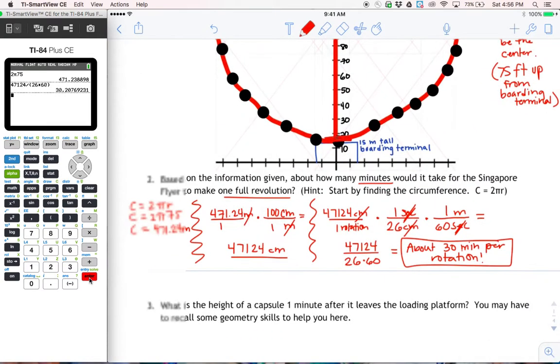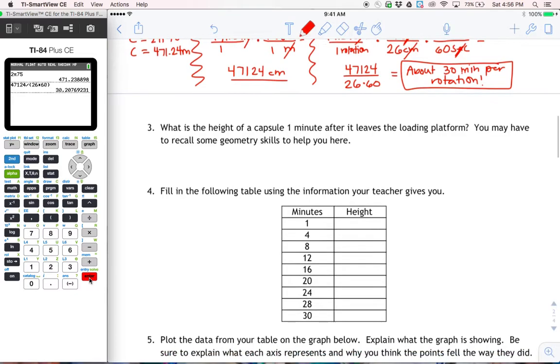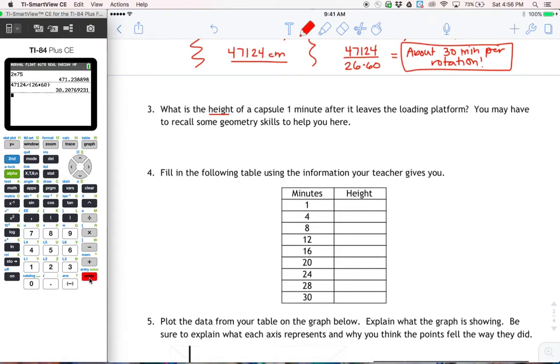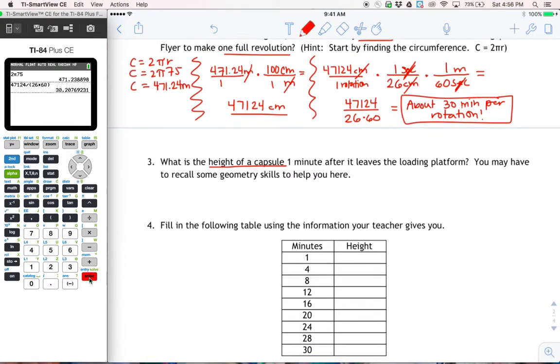Okay, flip it over. These next two questions are probably the most difficult in the entire packet, so let's make sure that we're listening, okay? All right, what is the height of a capsule 1 minute after it leaves a loading platform? And it's talking about what is the height from the ground? You may have to recall some geometry skills to help you here, and you definitely will. Taylor should be the best at this. I had Taylor for geometry. Okay, let's keep going. Make sure your calculator is in degrees, all right? That's super important.